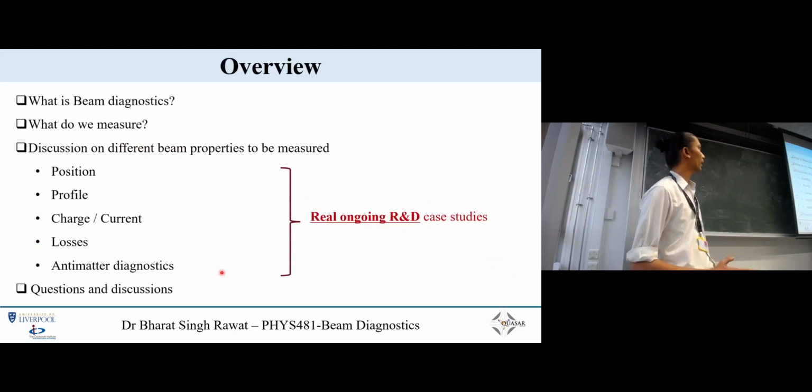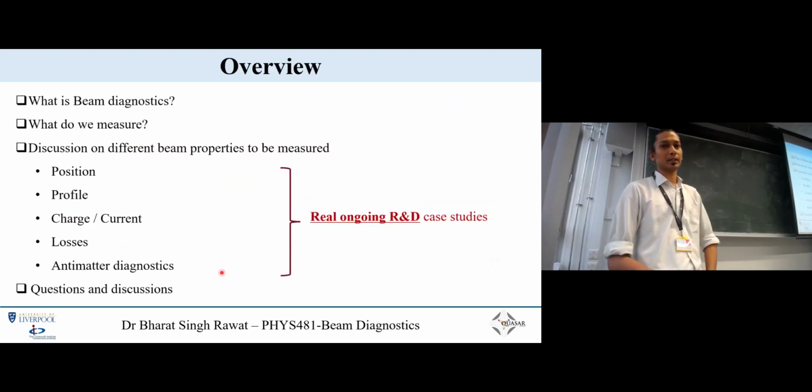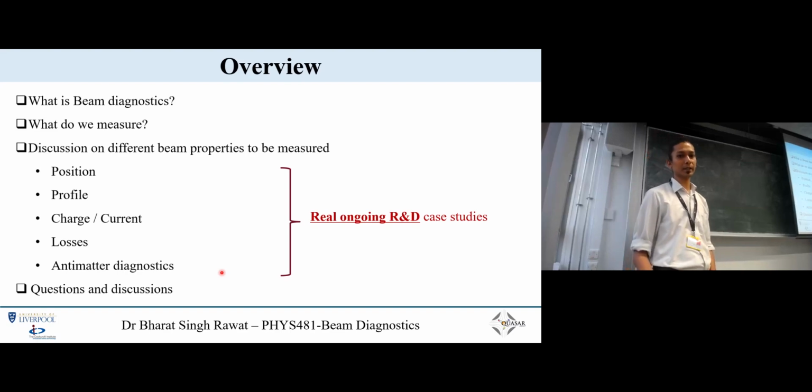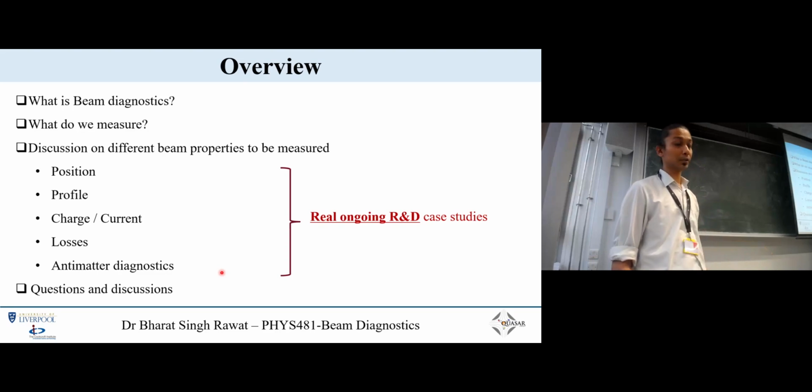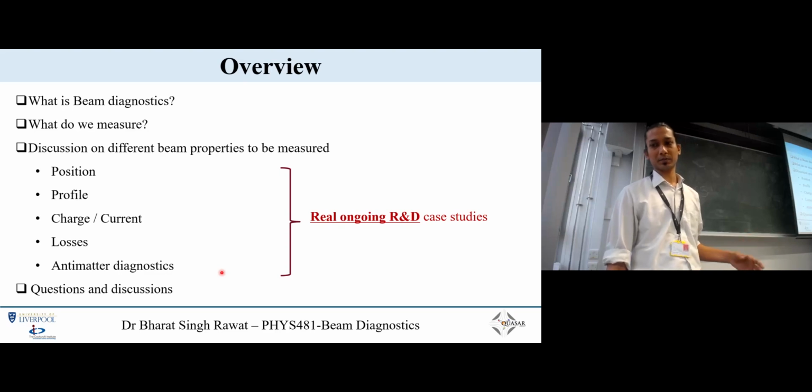This is just an overview of how this lecture will proceed. I'll introduce what the term beam diagnostics means, what we measure, and the different kinds of properties that we measure for a particular application, a particular accelerator, which includes measuring its position, the profile of the beam, charge, current, losses, and different other things. I'll also cover real ongoing R&D case studies and some pen and paper calculations, which can be helpful for you to analyze. And at the last, if you have questions, we can discuss everything.